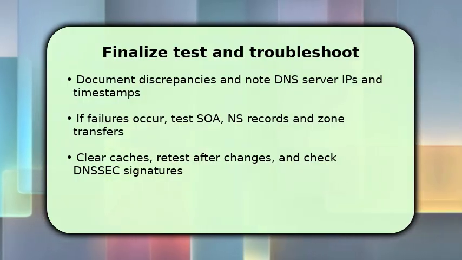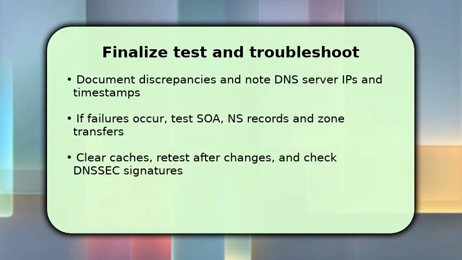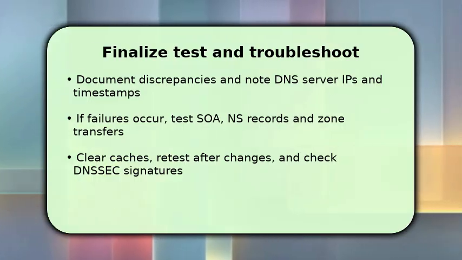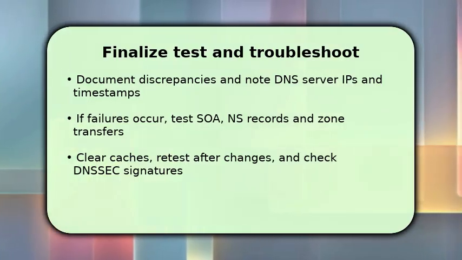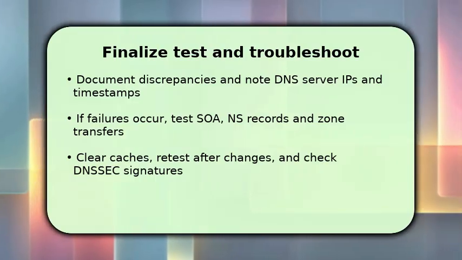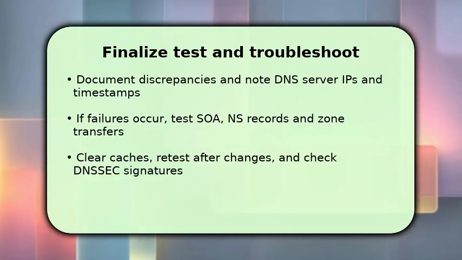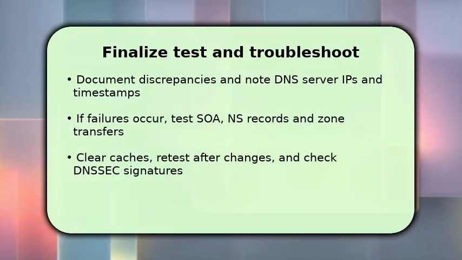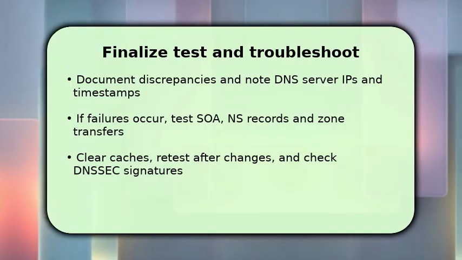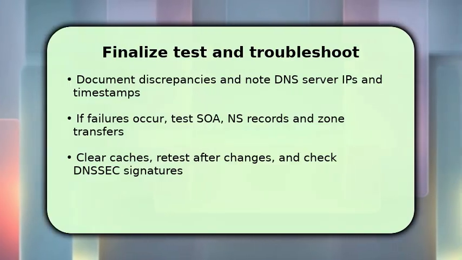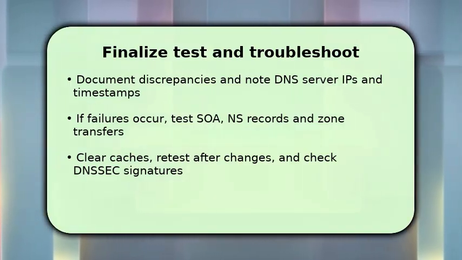If a name fails, query NS and SOA records to check delegation and serial numbers. A failed zone transfer or mismatched serial points to zone update problems. If needed, clear caches or force a reload on authoritative servers, then retest. Make sure to verify DNSSEC signatures when used, because validation failures will block resolution even if records exist.